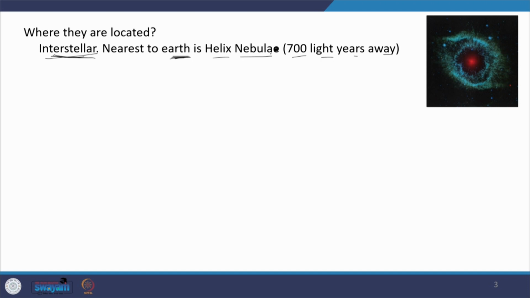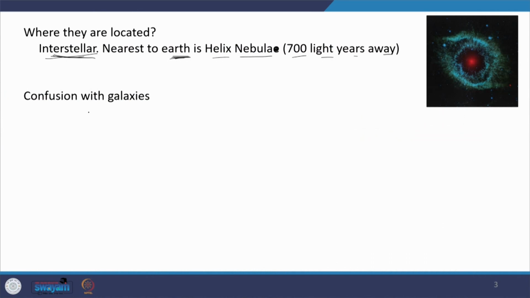Okay? So, even if you travel with the velocity of light, it will take about 700 years to reach the nearest nebula from Earth. So, that is the separation between the nearest nebula and Earth. Okay. For several centuries, researchers have thought of galaxies as nebulae. So, there is some confusion about which one is a galaxy and which one is a nebula. Of course, there is a clear difference between a star, a galaxy and a nebula.